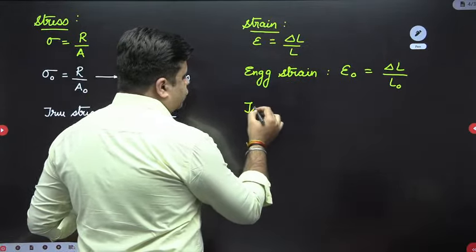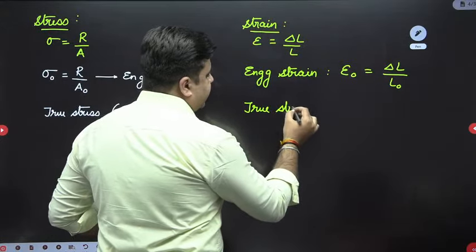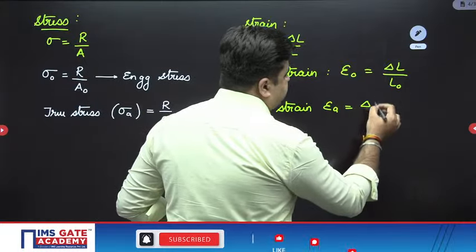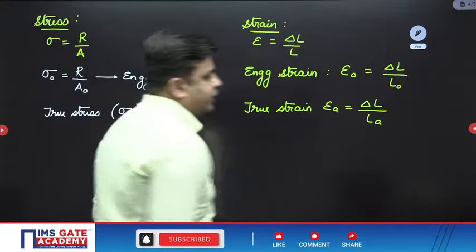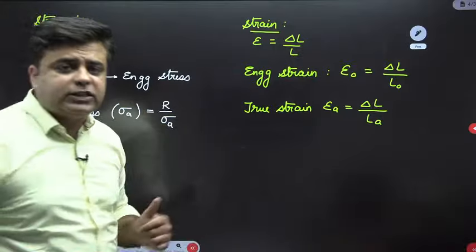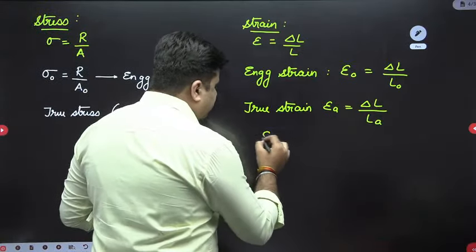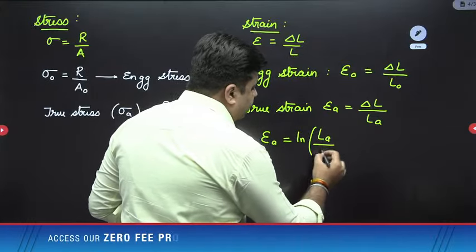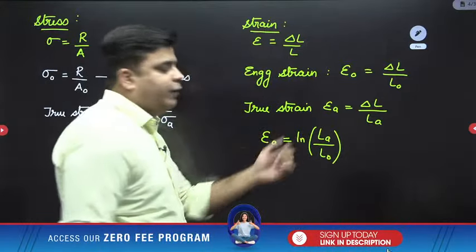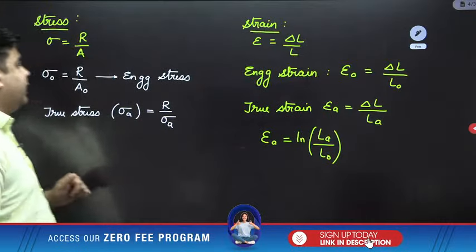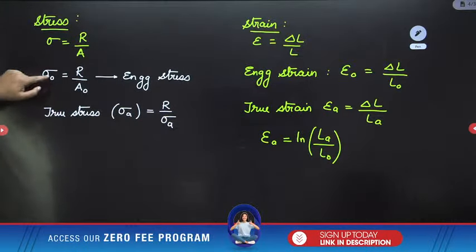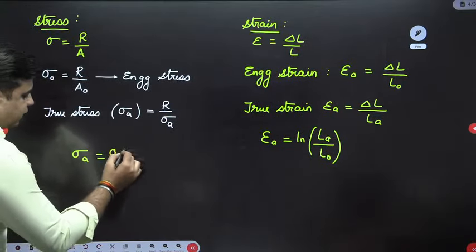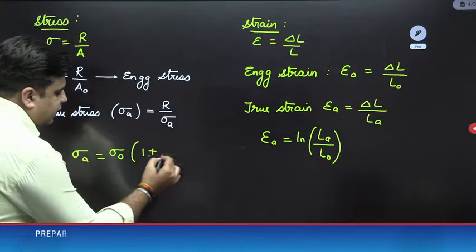Then you have true strain or actual strain. True strain or actual strain is equal to change in length per unit actual length. Now there is one more expression for calculating this actual strain. Actual strain is nothing but natural log of LA by L naught, and there is one relation between actual stress and your engineering stress. So actual stress is equal to engineering stress into 1 plus epsilon naught.